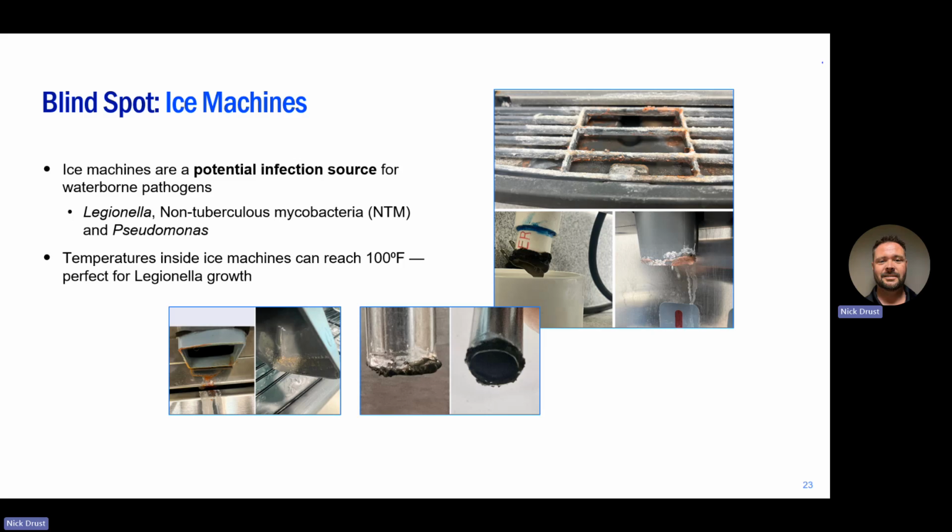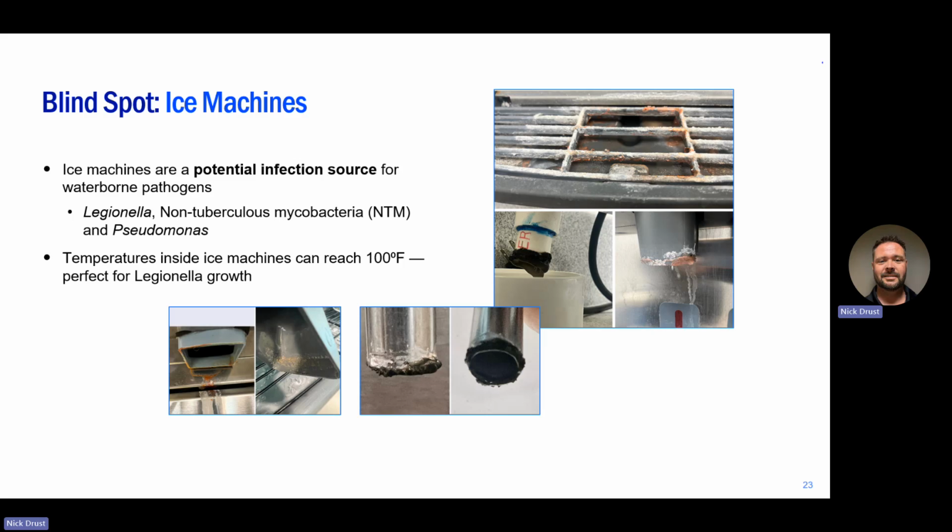This takes me to my favorite category, ice machines. When people think about waterborne pathogens, they think about showers, faucets, cooling towers. But many times ice machines don't receive that same level of attention. These are actual photos taken from healthcare facilities. None of these machines were intentionally neglected. They're simply operating in environments where biofilm, scale, and contamination were allowed to accumulate over time.